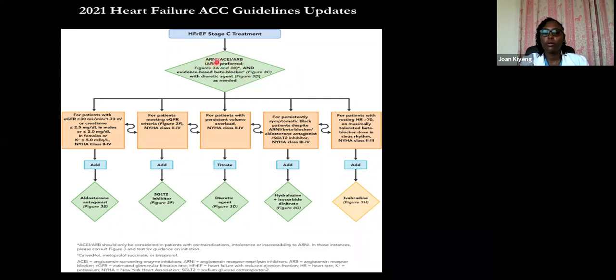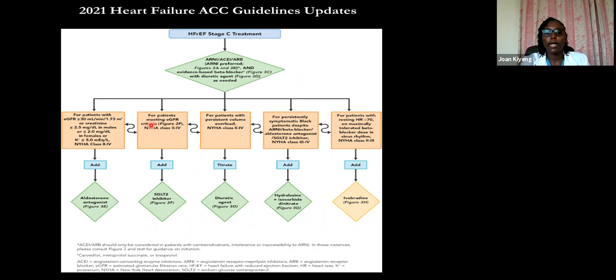But the challenge with what we call ARNI is the fact that it is costly and it's yet to get to the market. So we are still remaining with the usual ACE inhibitor and ARB. And depending on the renal function, adding an aldosterone antagonist, always ask yourself, what is the renal function? Your GFR needs to be at least more than 30 mL for you to add it. And you also need to look at your potassium. The problem with aldosterone antagonists is that they cause hyperkalemia. So you don't want to start somebody who has a potassium of 5 on an aldosterone antagonist.